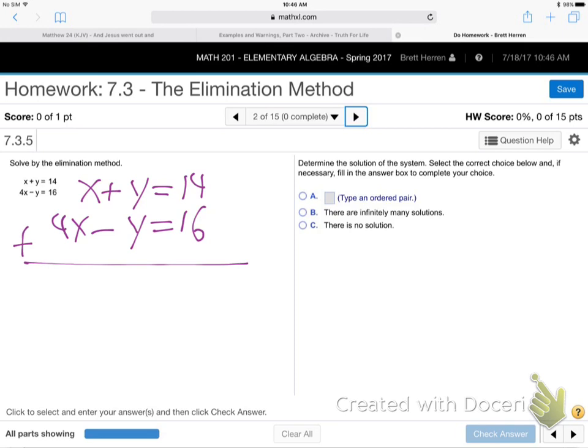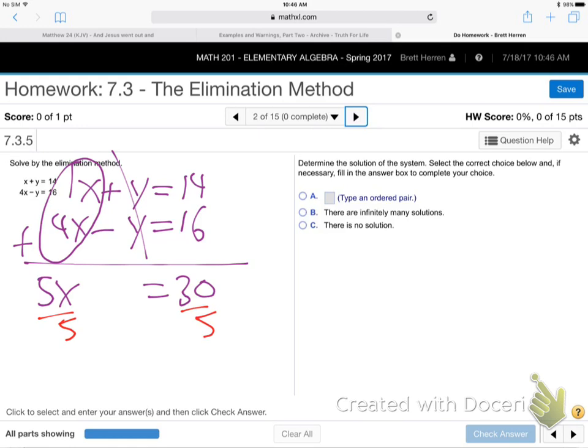All good, so we add them up. X and 4x, that's really 1x and 4x, so 5x. The y's eliminate. What's that, 30? So 5x equals 30. Then how do we finish? We just divide by the 5, like so. So x is 6. So we got an answer for x.